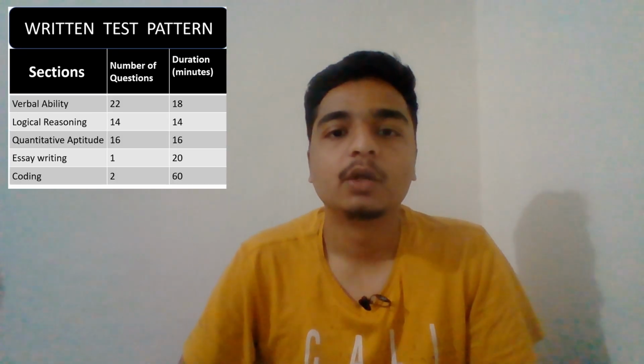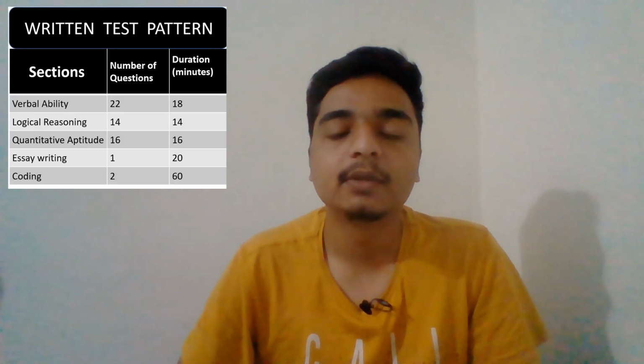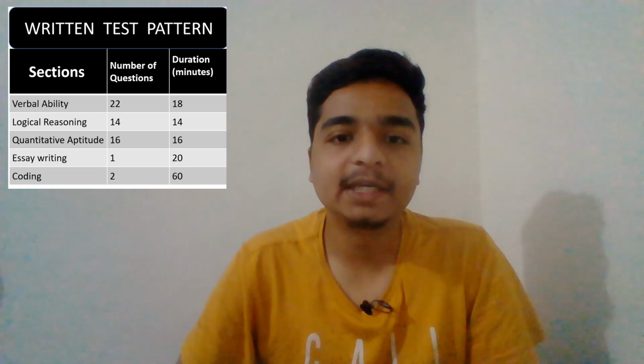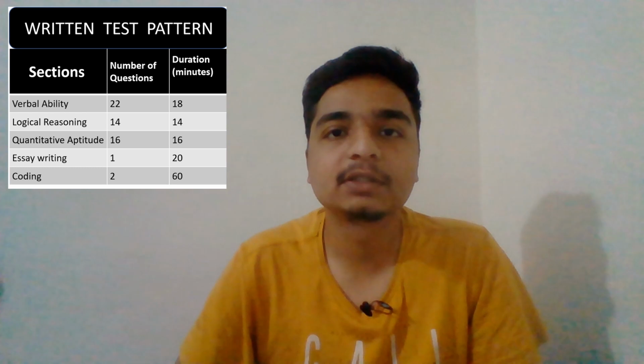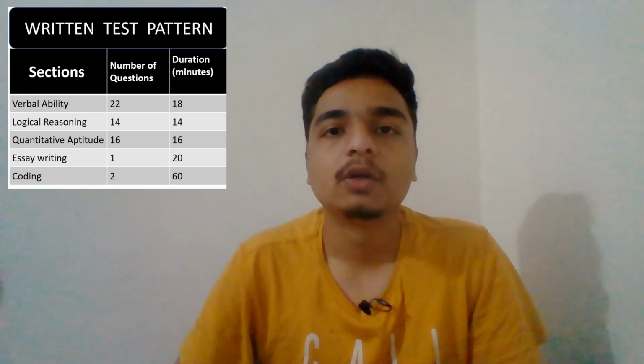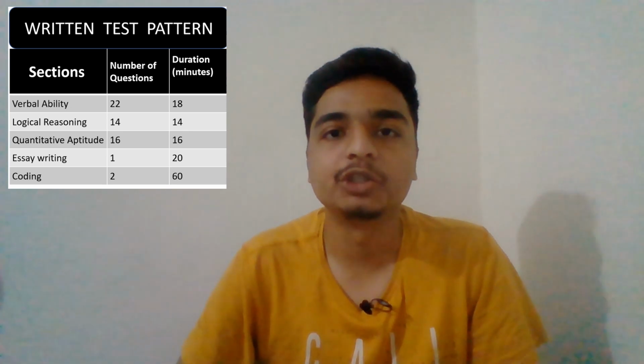Now let us begin with the first step, that is to clear the written round of Wipro. First of all, there is no negative marking, so you can attempt all of the questions. As you can see, there are 5 sections with a number of questions and duration. Starting with the verbal ability, you will be given 22 questions and you have to solve them in 18 minutes. The questions will be quite easy, but you have to manage the time, deciding which question to do and which question to leave.